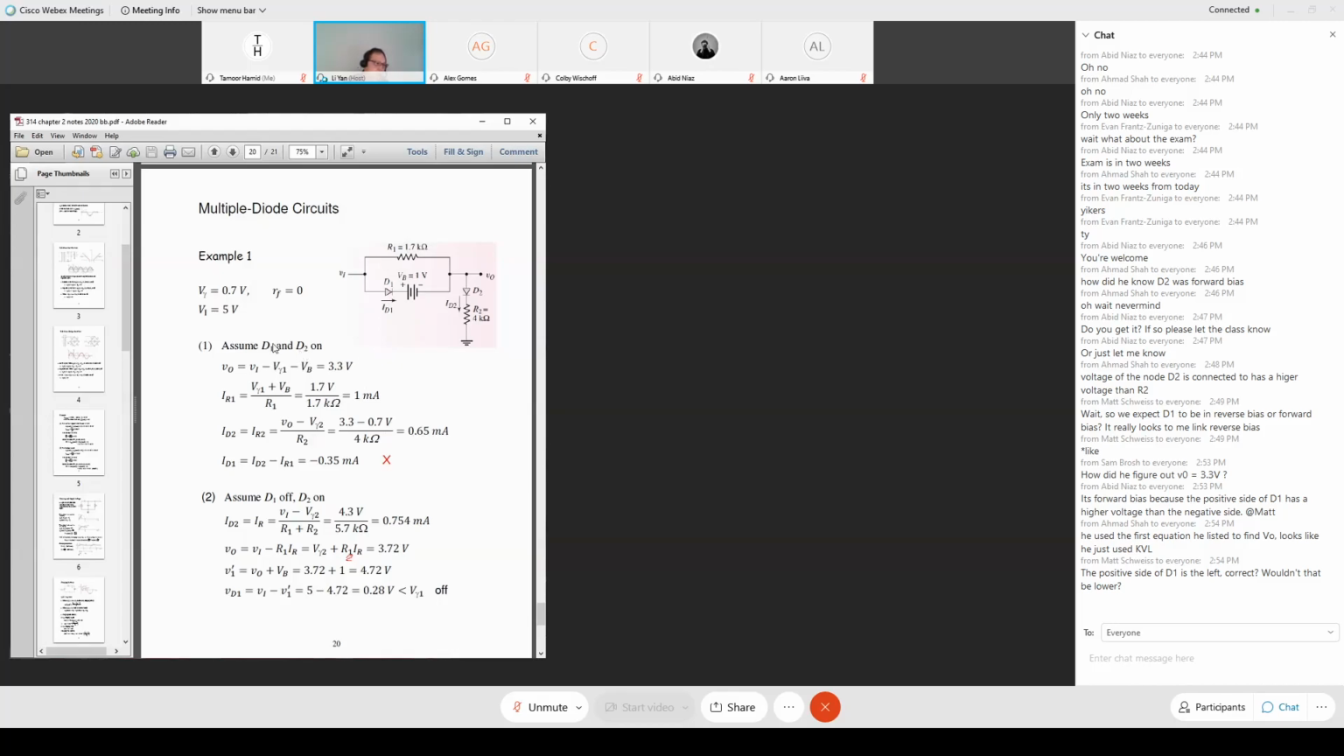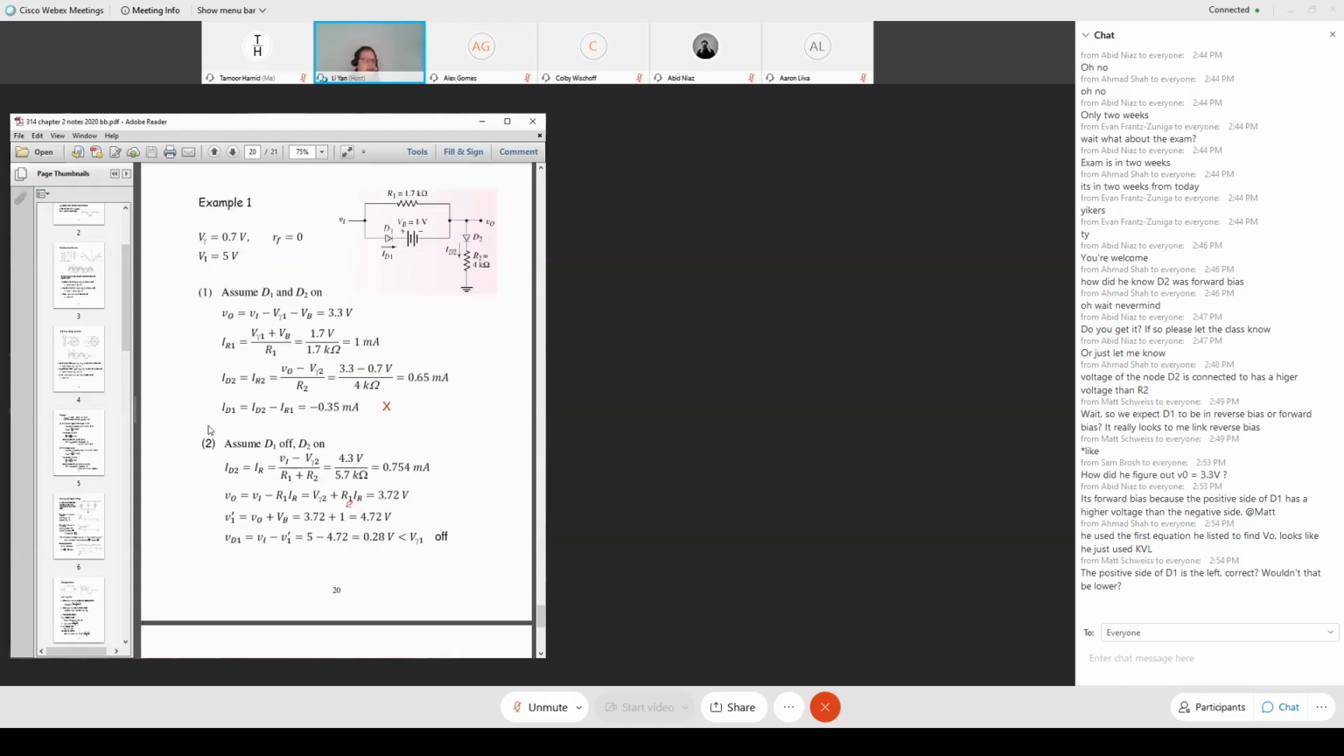The only thing is, initially we assumed diode 1 is on. It's our initial guess, and my initial guess turned out to be incorrect. If diode 1 is on, then the diode 1 current should be positive. But here we got a negative current. That means something is wrong with the initial assumption of diode 1. So the first part of the calculation is settled: we figured out diode 1's assumption was not right. So I redo the problem.